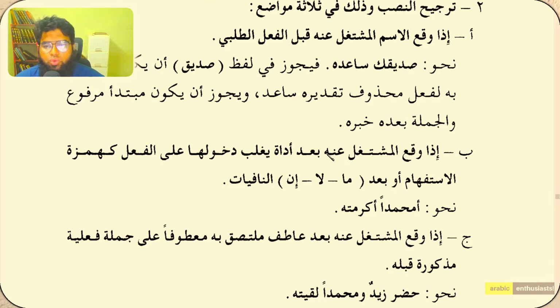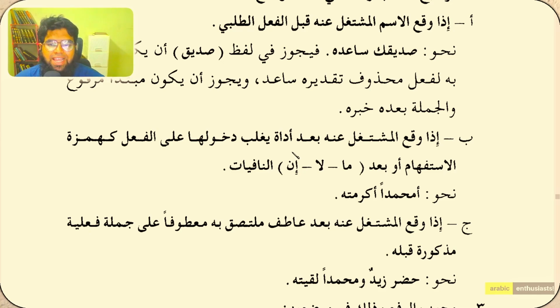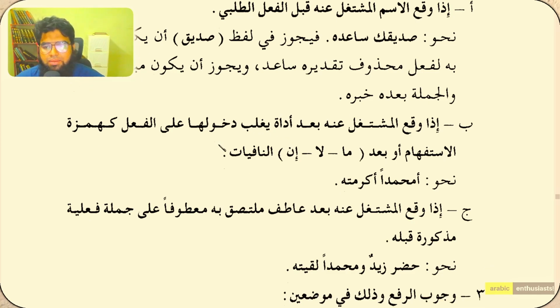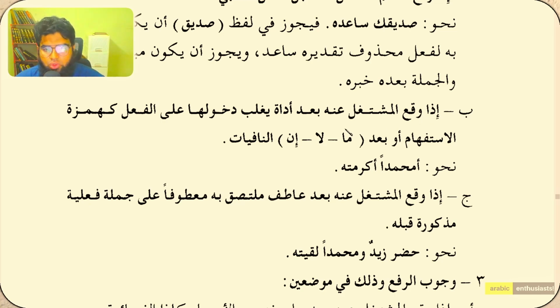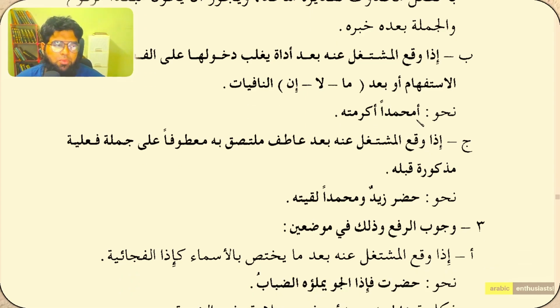إذا وقع المشتغل عنه, that's what he said; he didn't give مشغولا عنه, he's giving a different word, مشتغلا, بعد أداة يغلب دخولها على الفعل كهمزة الاستفهام أو بعد ما لا إن نافيات. Like if the مشتغل عنه comes after an أداة that mostly enters upon a verb, like همزة الاستفهام, ما, لا and إن, they come with verbs generally. Like for example, محمدا أكرمته. Did I honor Muhammad? It's a question. So, هل has come, or ما comes, which generally comes with verbs, يغلب دخوله على الفعل. So it's like, أكرمت محمدا أكرمته. Imagine a verb. Or you can say, محمد أكرمته.